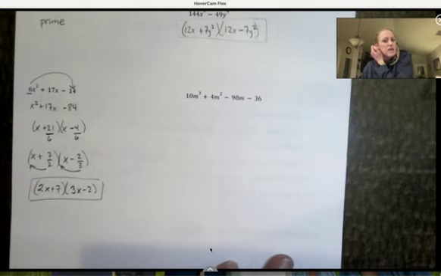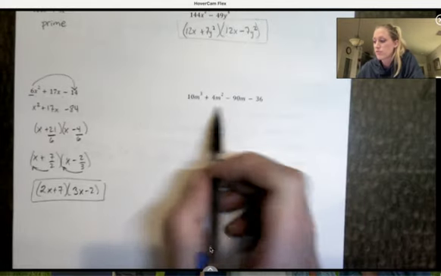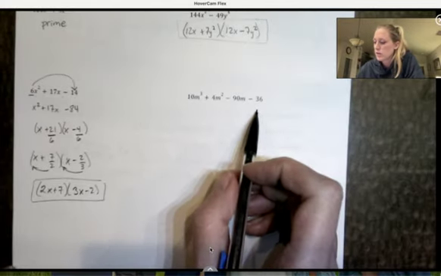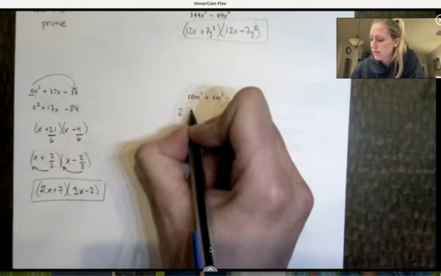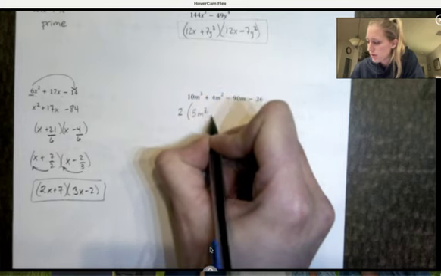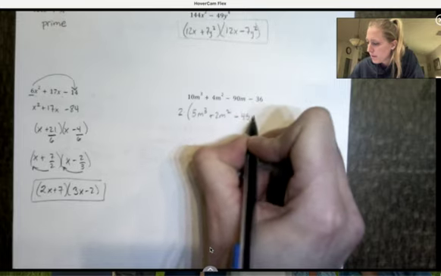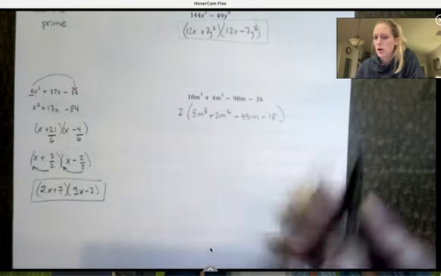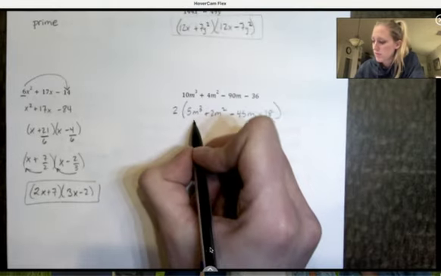Okay, this last one has 4 terms, but it's still a good idea to check is there a GCF I could take out first. It looks like I could divide everything by 2. So I'm going to take out a 2 out of everything. So now I'm left with 5m to the third plus 2m squared minus 45m minus 18. Okay, now I'm going to leave that 2 out front. It's going to be my final answer, but now I'm going to factor what's left.